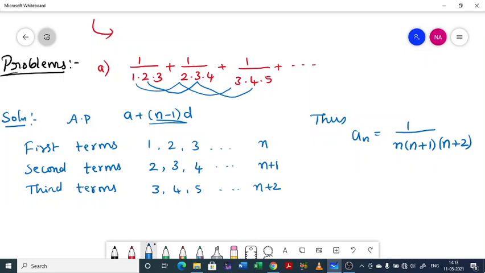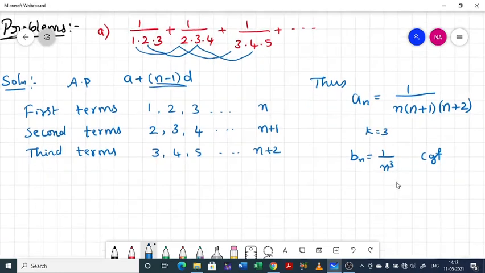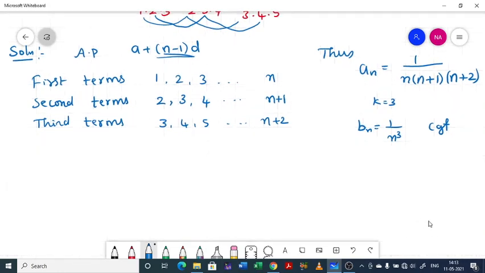Now the degree of an in the denominator, you have 1, 2, 3. In the numerator, n power 0 you can take 0. So here k is 3. So bn you have to choose 1 by n power 3, which is a convergent series. Okay. Now limit an by bn. Now I will write choose bn equal to 1 by n cube.